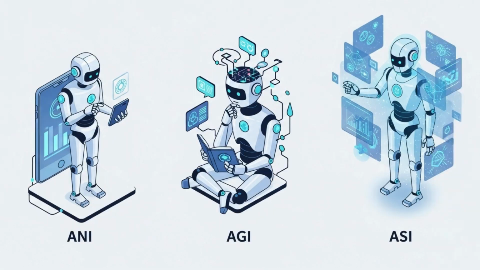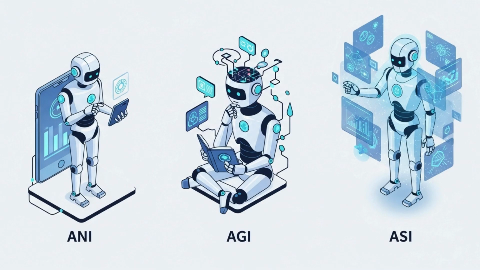When we talk about AI, it's crucial to understand its different categories, primarily categorized by their capabilities. First, we have artificial narrow intelligence, or ANI, also known as weak AI. This is the AI we encounter every day, systems designed to perform a specific, narrow task. Think of recommendation engines on streaming platforms, virtual assistants like Siri or Alexa, or image recognition software. They excel at their designated function but lack general cognitive abilities.